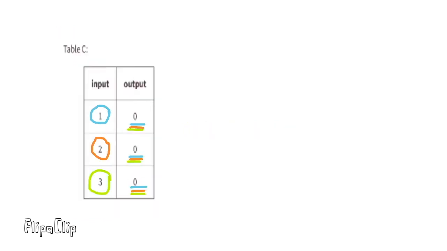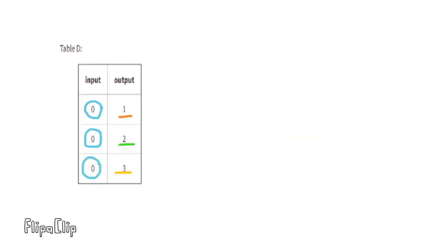All of the inputs for table C are different. All of the outputs for table C are the same, and this is possible. So table C is representing a function rule. Table D. All of the inputs for table D are the same, but all of the outputs for table D are different, and you cannot have different outputs for the same inputs. So table D is not representing a function rule.